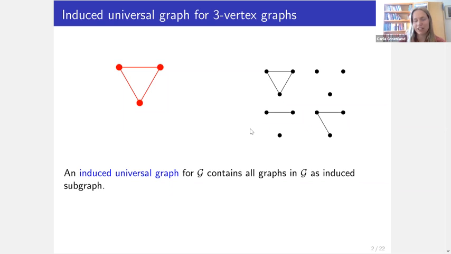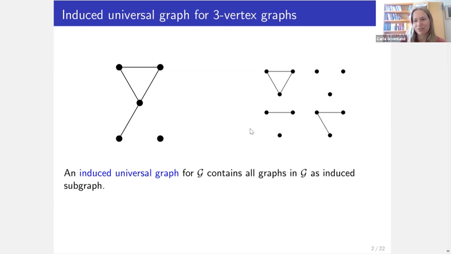Well, we need to contain a triangle, so let's just put down a triangle. And we need to contain an independent set of size 3. So let's just add that as well. And now one of the graphs we already have. And there's one last one that we need to contain. So let's put down one more edge. And now the graph depicted on the left-hand side contains all the graphs on the right-hand side as induced subgraph. Okay, so this was for 3 vertex graphs.